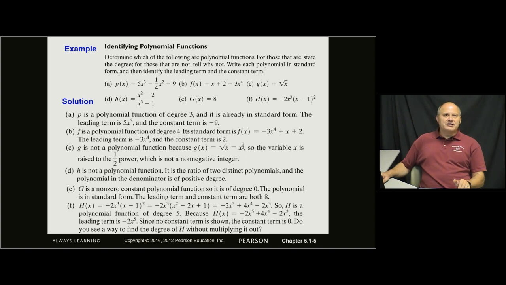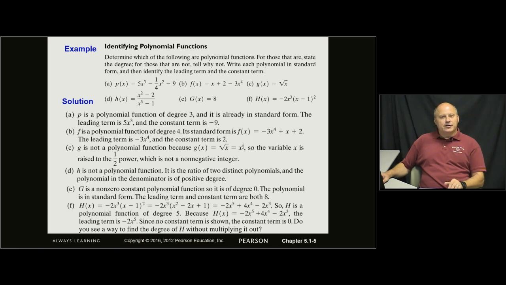Now what about the constant term? There is no constant. The negative 2x to the third was the last term in this expansion. But there is no term that's just sitting out there without a variable. So in that case, the constant is 0. Okay? Now, the question is, can you find the degree without multiplying it out?